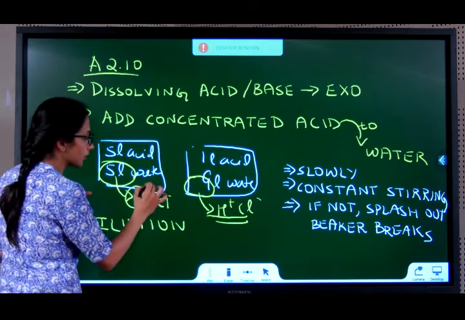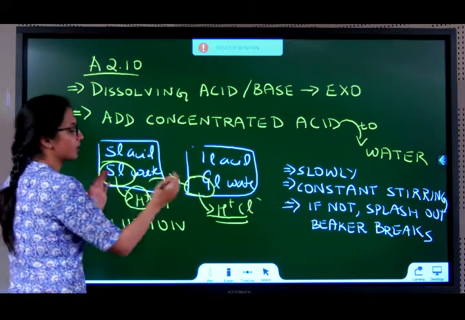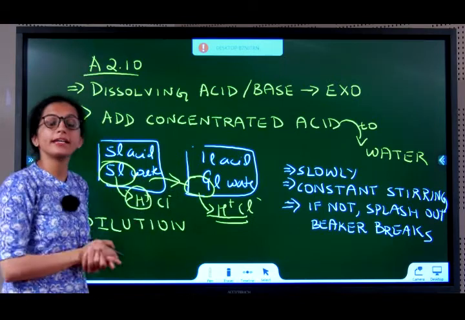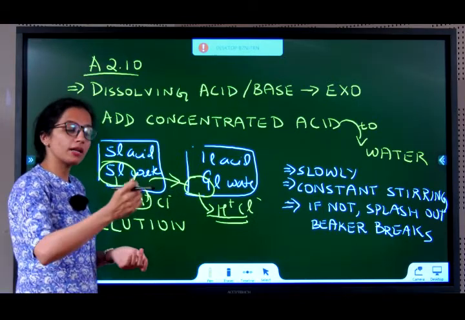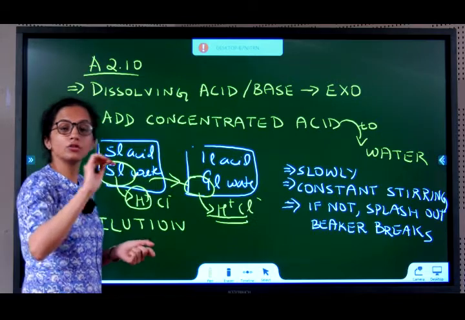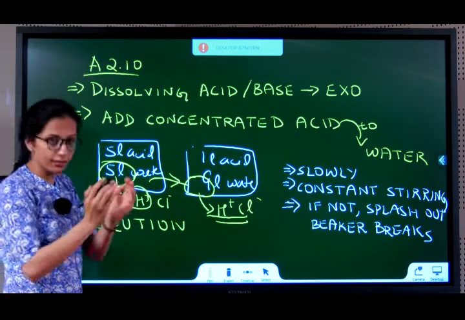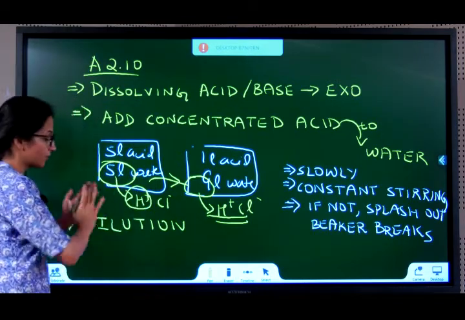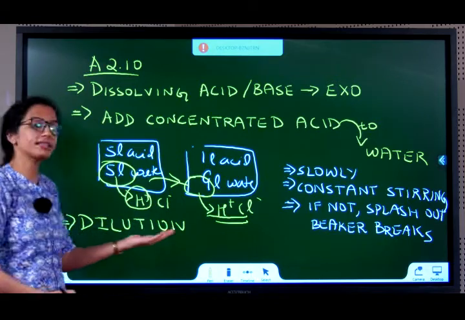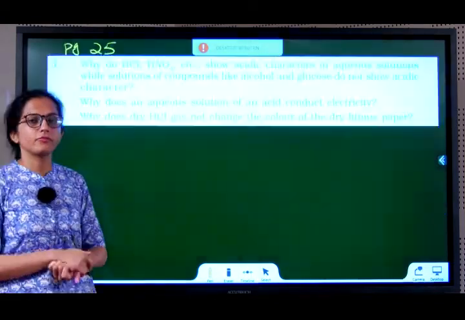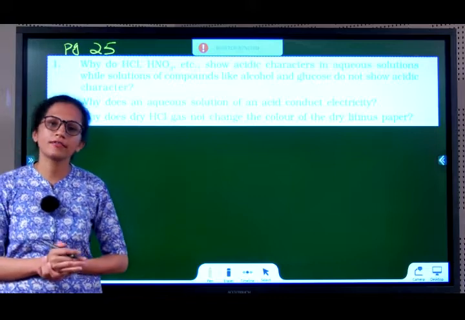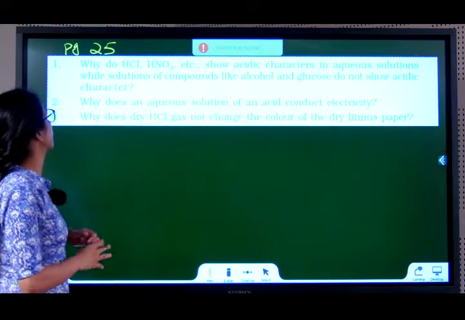So, when the ion concentration is decreasing from here to here, this process is called dilution. When you are adding an acid to water, you are diluting the number of ions present in a given liter. Therefore, this process we call dilution. Using the above 3 activities that we just learned, let us now answer a few questions.